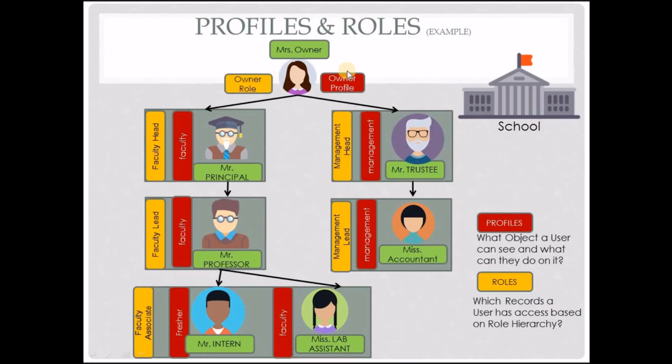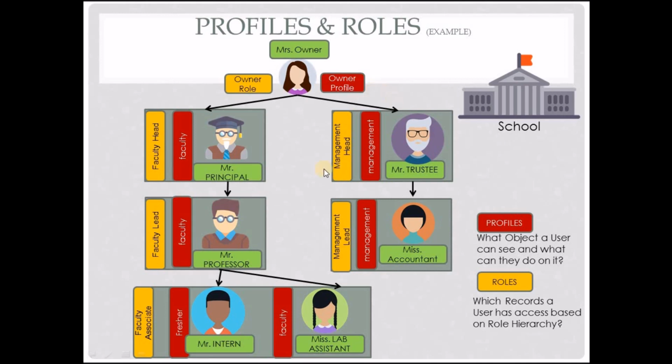Now that we know how to create profiles and roles, let's try to visualize this using an example. So let's take an example of a school. You can see that there is a hierarchy right in front of us. These are all the staff members. So every user here is a staff member of the school. On the very top, we have Mrs. Owner. Everything in yellow is the role and everything in red is the profile. So the owner has a role called Owner and also a profile called Owner.